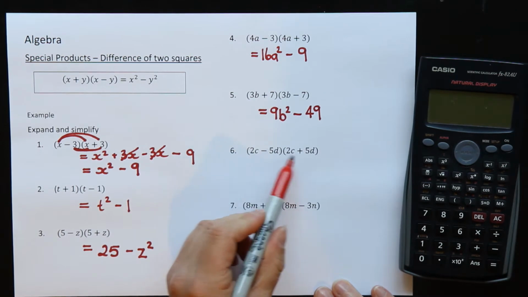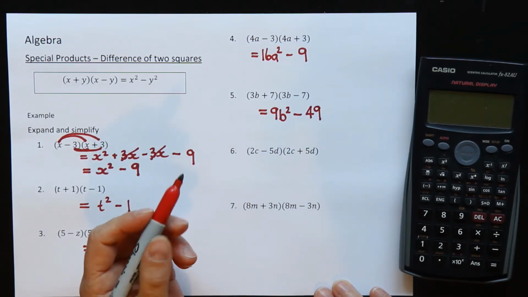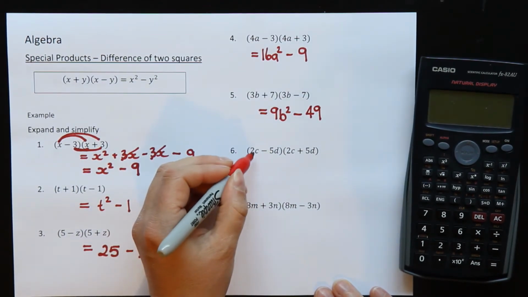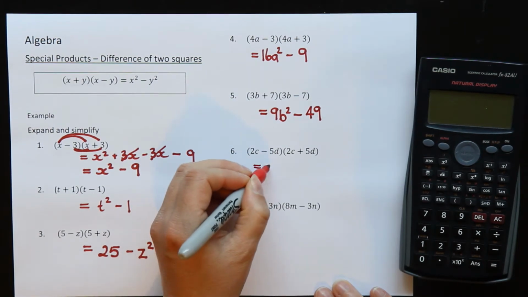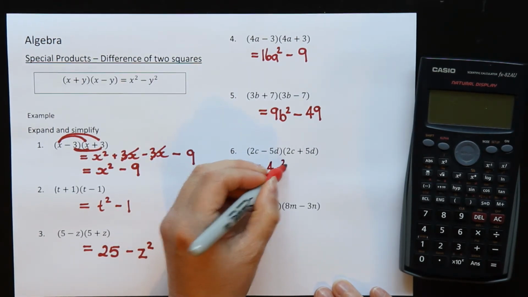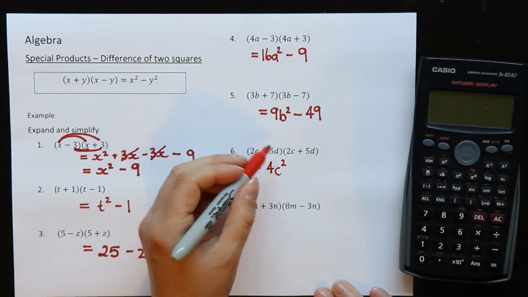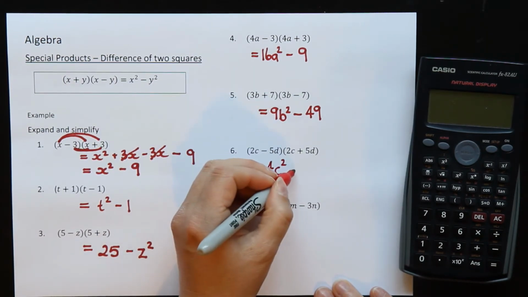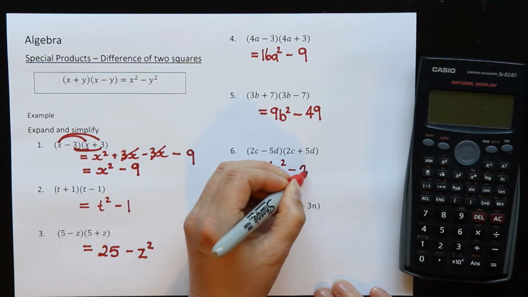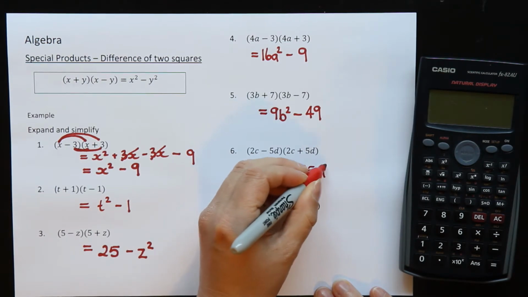Question 6, always check: yes, I've got the plus and the minus, they're the same except for the signs. So 2c times 2c is 4c squared. Then we do 5d times 5d, minus 25d squared.